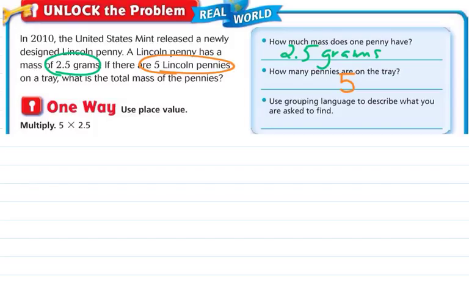Now, boys and girls, it's asking us to use grouping language to describe what they're asking us to find. So if we're going to use grouping language, we're saying that we are looking for 5 groups of 2 5/10. So what we're going to do is use our first strategy today, which is using place value to multiply. There are 2 parts in this. We're going to model first, and then we are going to multiply, and we're going to use our understanding of rounding and estimation in helping us do so.